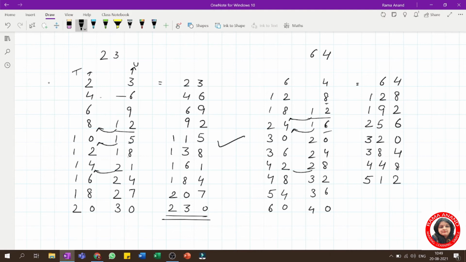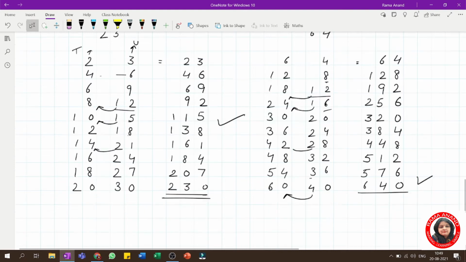That becomes 51. Keep 6 over here, move 3 forward. So it is 57. Keep 0 over here, move 4 to the 60. So it will make 64, 640. So this is my table of number 64.